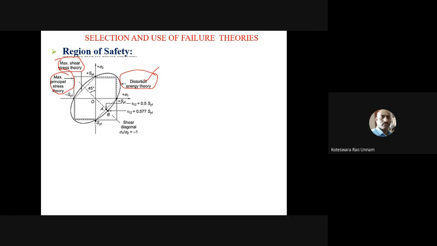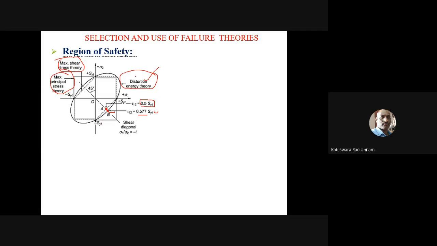So that's why we'll call it a shear diagonal also here. On this line, you can clearly see that there is a slight difference between this value and this value. That difference is nothing but 0.077 SYT. Here this value is 0.577 SYT, whereas from the maximum shear stress theory you are getting 0.5 SYT. And not only that, from this we can observe some points here.